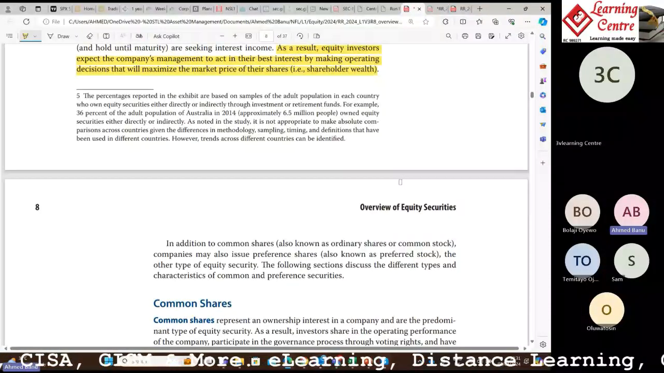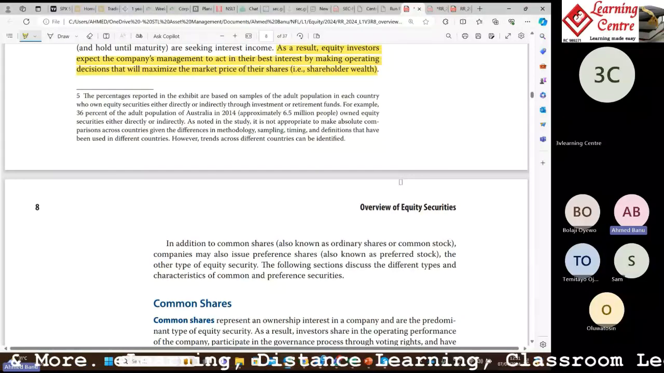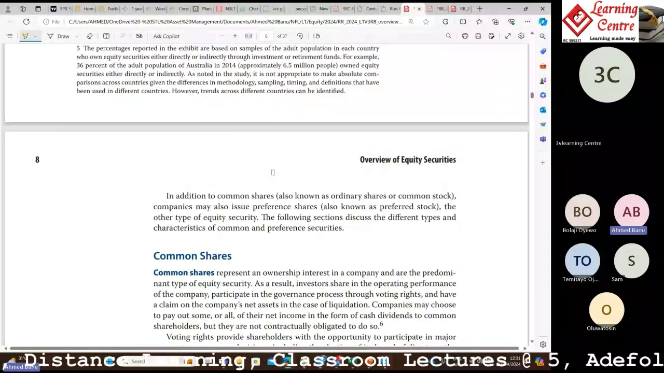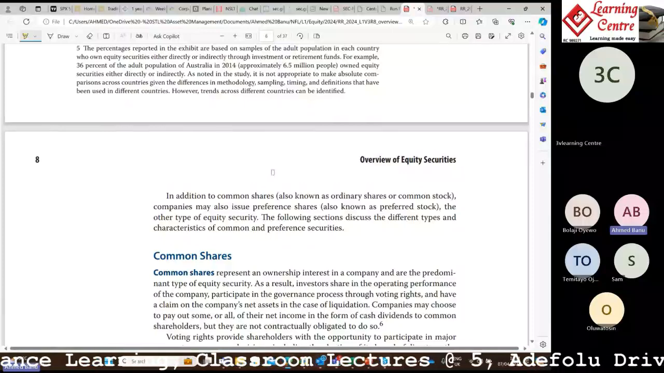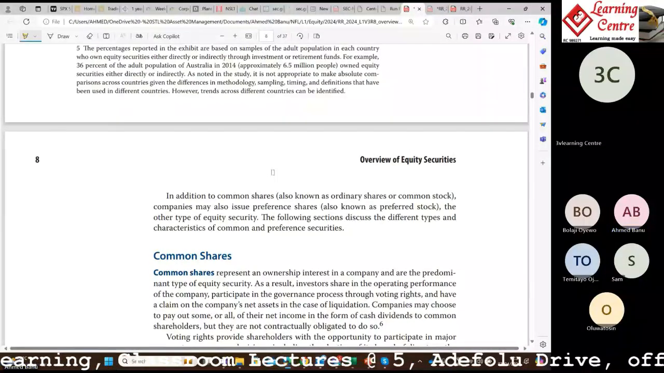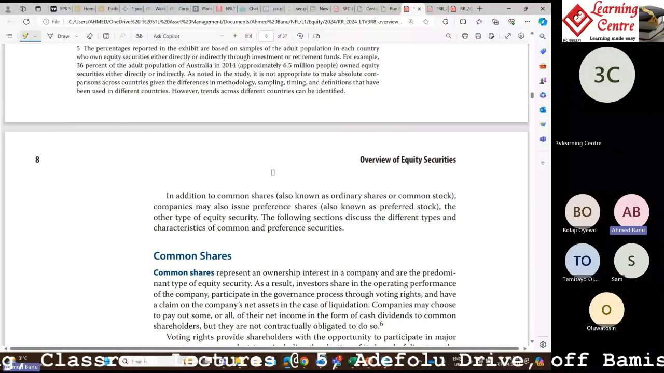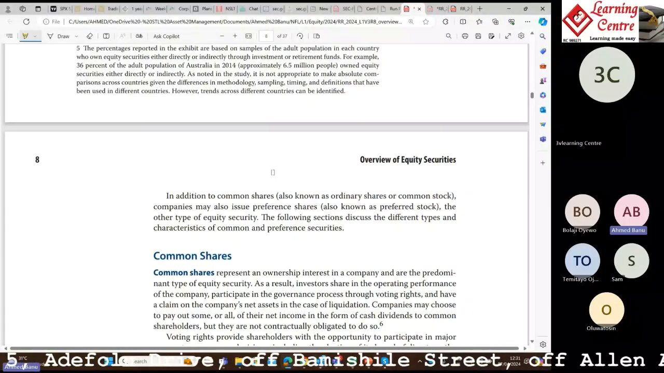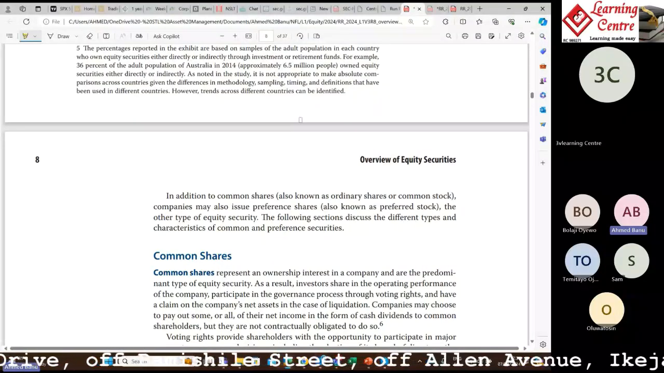Yeah. So the curriculum says, in addition to common shares, we also have what we call preference shares. So there are two distinct types of stocks or equity securities: the common shares and the preference shares. Common shares are also called ordinary shares, and preference shares are also called preferred shares. So let us go a bit into the characteristics of these two types of equity securities.